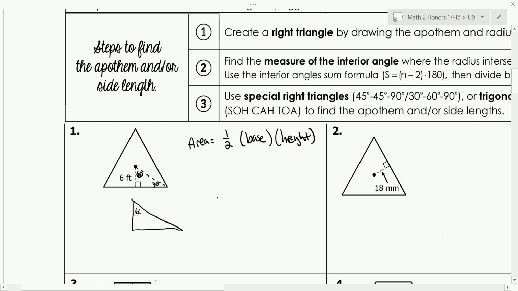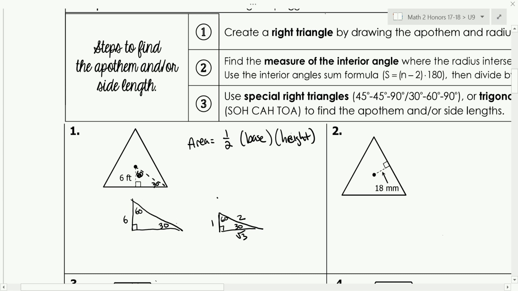So here's 60, 30, 90, and we have 6 feet for the apothem, which is across from 30. And then we got to remember our 30, 60, 90, because this is going to be a scale of ours. And I'll put 1 across from 30. This is 2. This is root 3. And so we can use our 30, 60, 90 and scale it up to find the missing pieces.